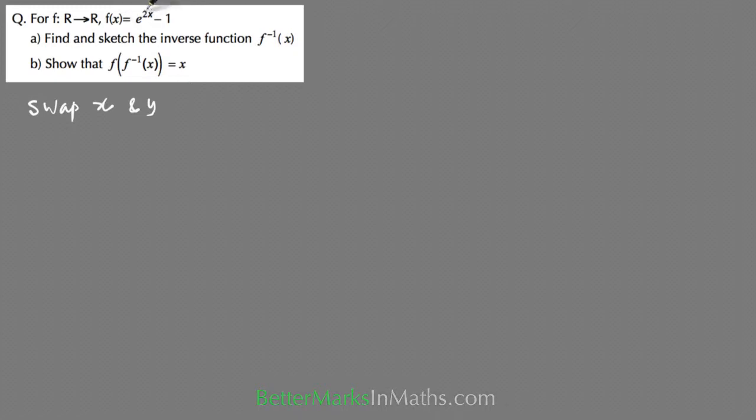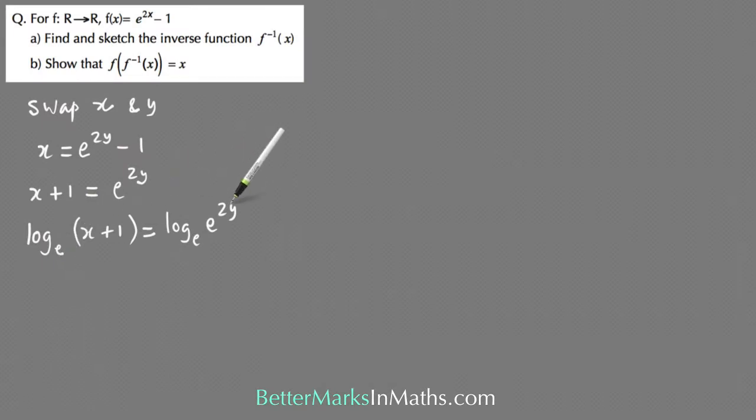x is equal to e to the 2y minus 1, and then you have to undo all of this and make y the subject. So first thing to get rid of is this minus 1, add 1 to both sides, and you get x plus 1 equals e to the 2y. And then to get to this power, you just take the log to the base e of both sides, and then this power can come down in front of that log.